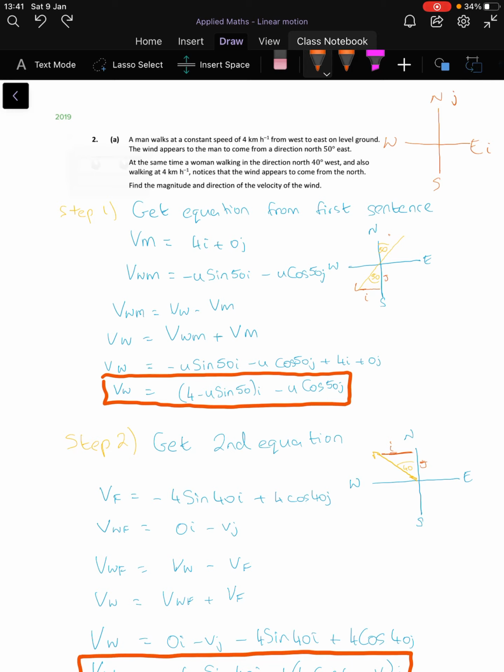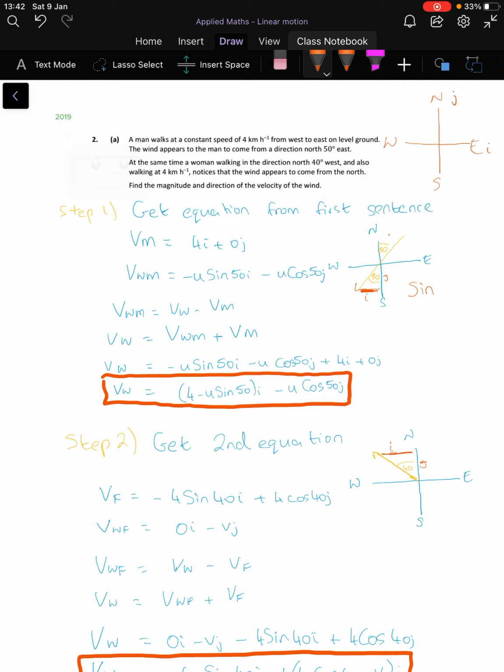I know I don't know a speed here. So when I'm writing this out, this is now the wind relative to this man. I'm going to say, well, it's going west, which is minus I, and south, which is minus J. So I'm starting with 2 minuses. I don't have my speed, so I write in my U value. Because the I value is this one here, that's going to be my opposite. I know that this is U, that's my hypotenuse, so I can use sine there.